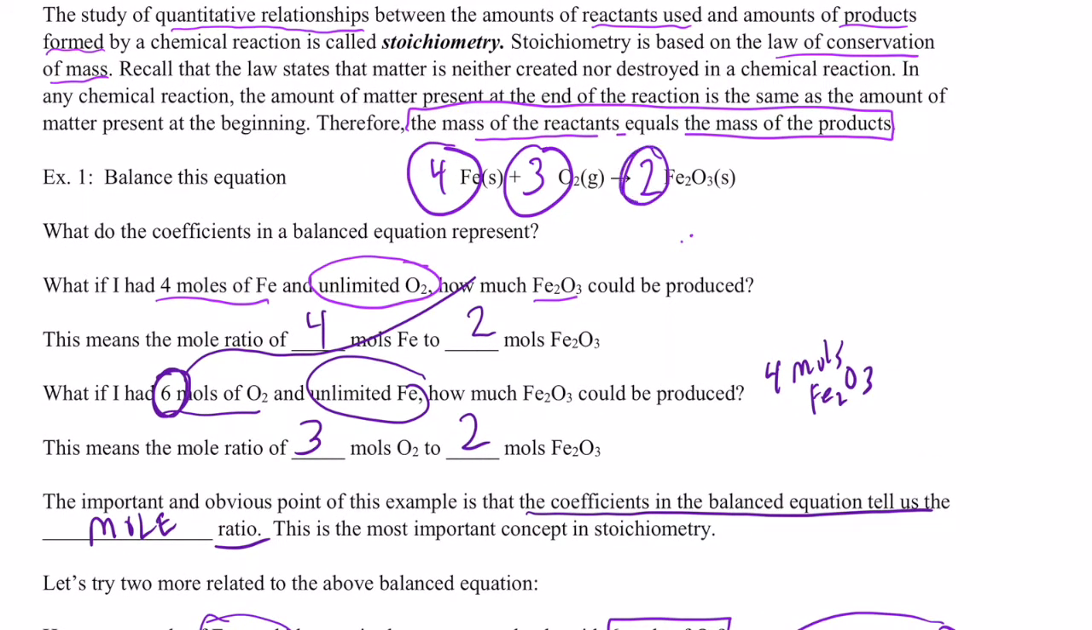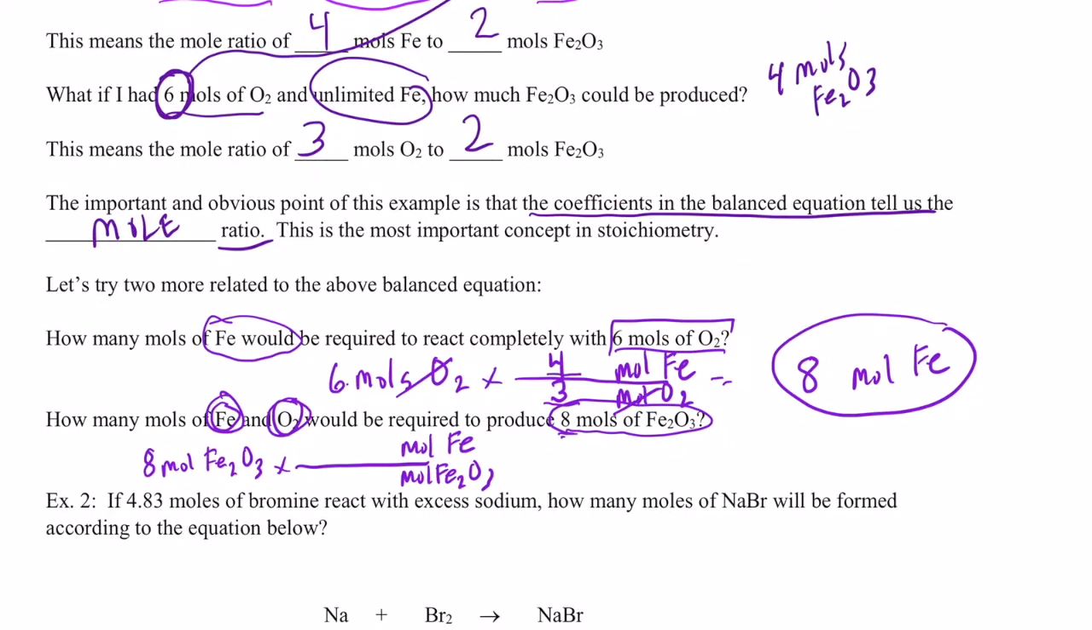Doesn't it say for every 2 Fe2O3s, I need 4 irons? So we can use that as a conversion factor. 2 moles of Fe2O3 need 4 moles of iron. So moles of Fe2O3 are gone, and my answer is 8 times 4 divided by 2. So 8 times 4 is 32, divided by 2 would be 16 moles of iron are needed.